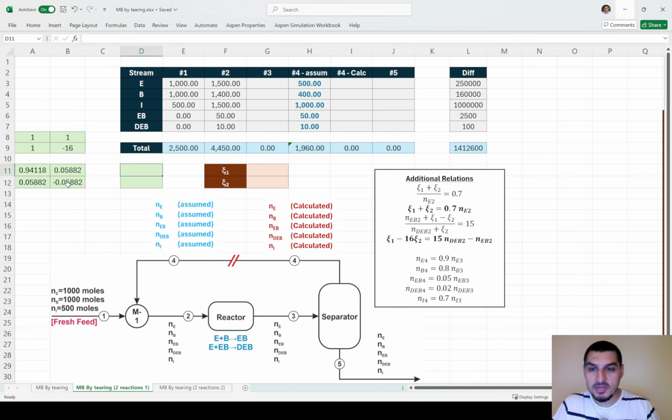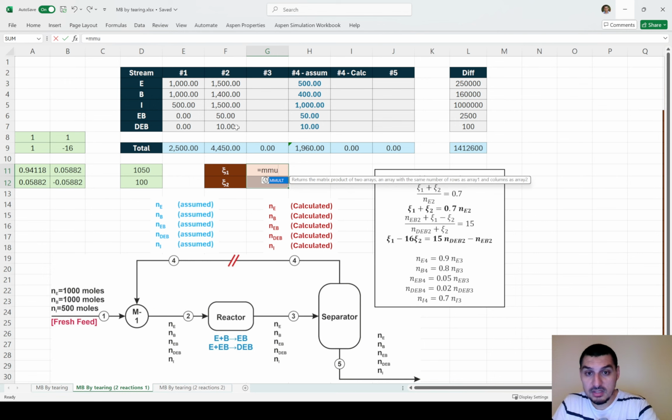So this is the inverse of the matrix, and now we will put the coefficients, which is 0.7 times Ne2. This is Ne2. And this is 15 times the number of moles of diethyl benzene in stream 2 minus the number of moles of ethyl benzene in stream 2. And now we get the xis. Again, it's just the solution of equations. It's the inverse multiplied by the product. So it is the matrix multiplication of this matrix by this matrix, and these are the extents of reaction.